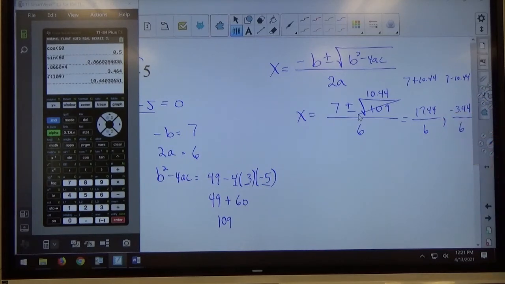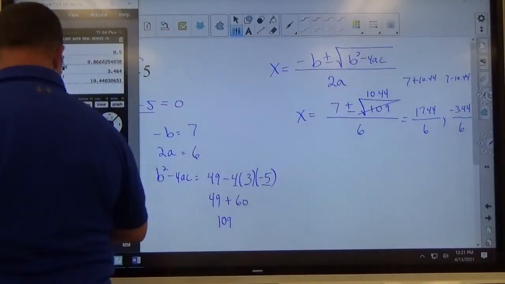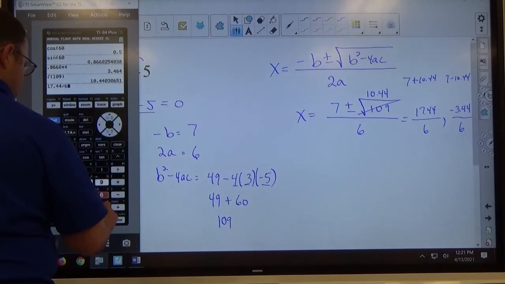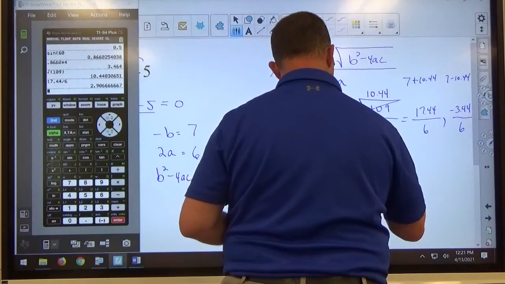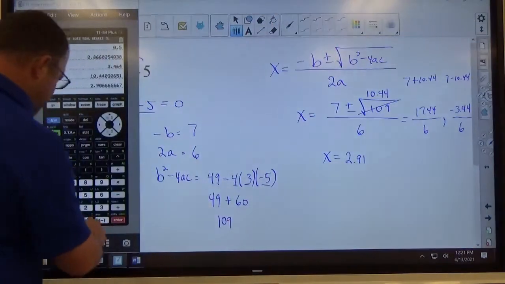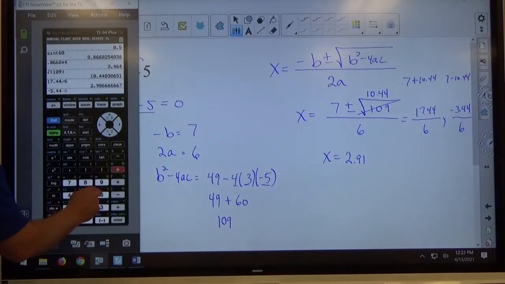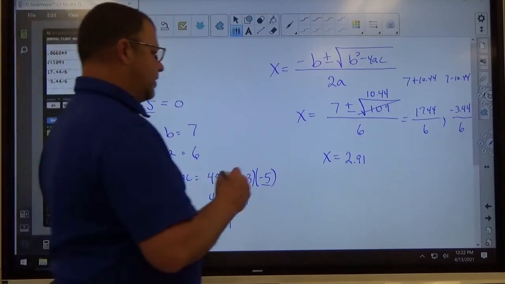And then 17.44 divided by 6. One answer is 2.91. Negative 3.44 divided by 6. The other answer is negative 0.57.